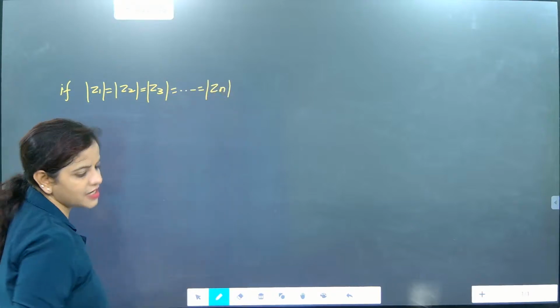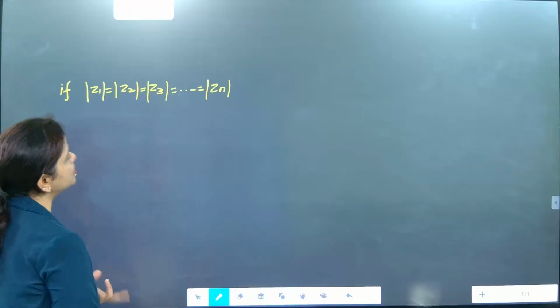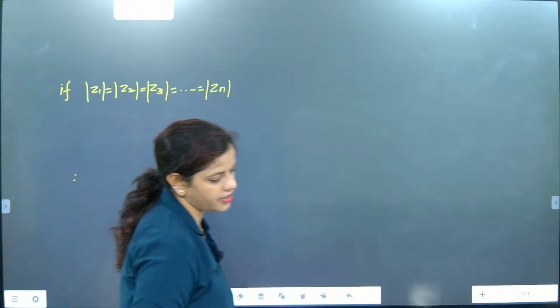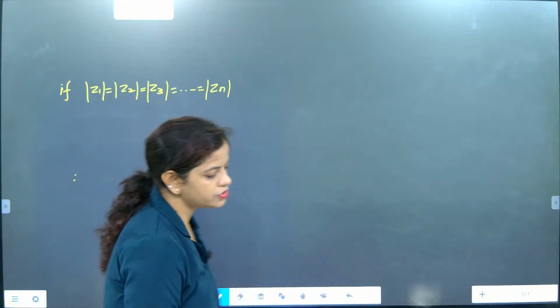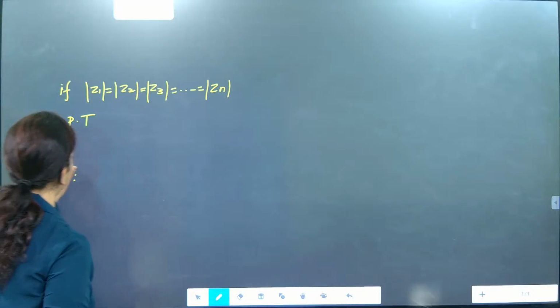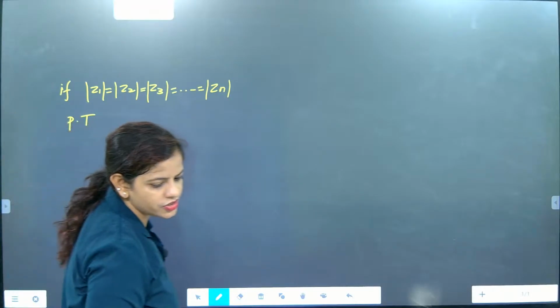So this is exactly coming: modulus of z1 equal to modulus of z2 is equal to modulus of z3, till modulus of zn. Okay. Now what you need to show here is, so I'm giving you the question, prove that. This is a proof question, children.